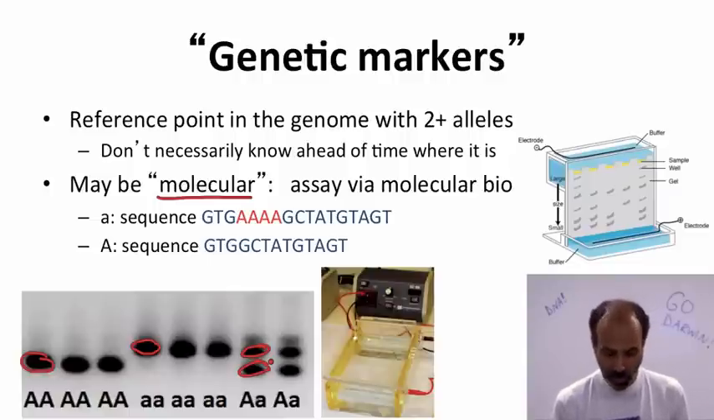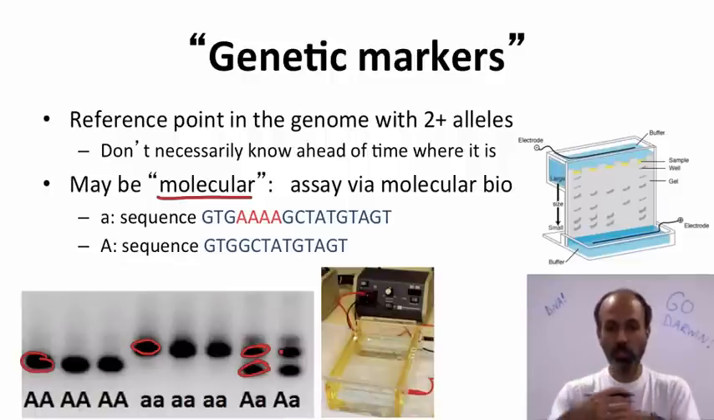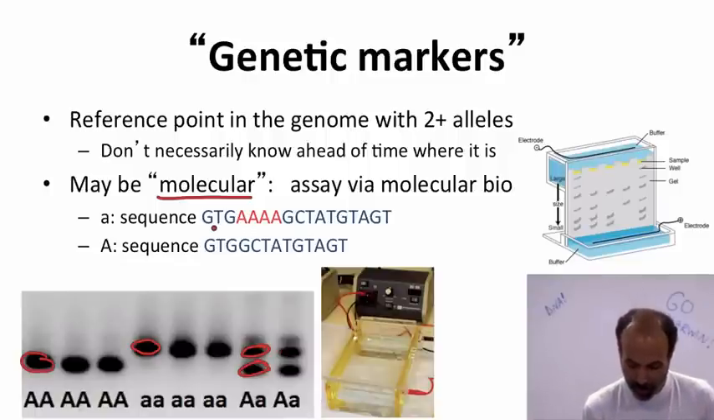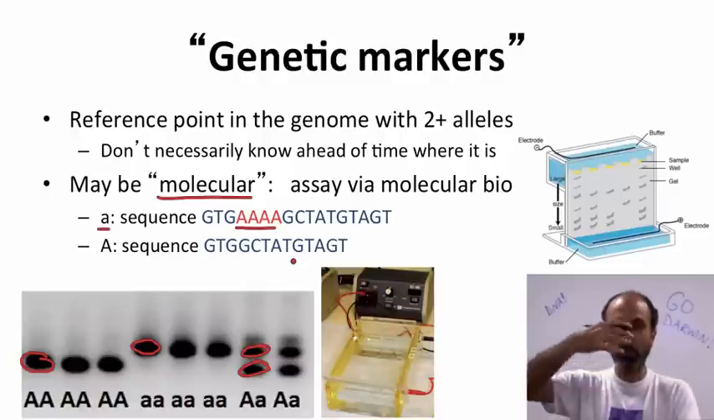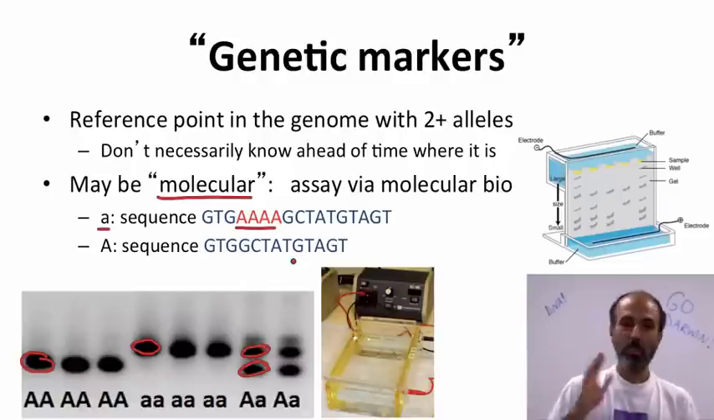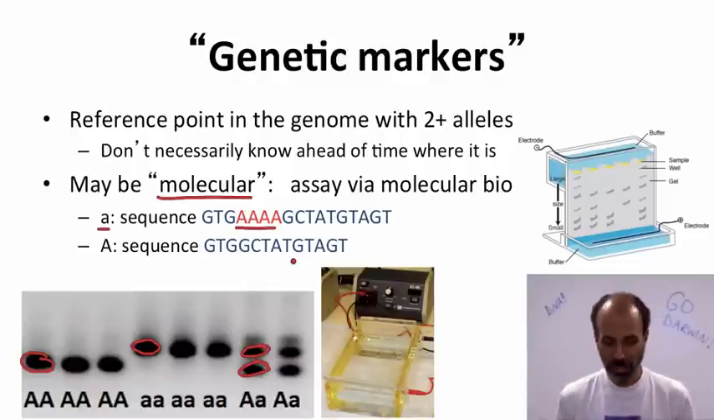In this particular case, what's happening is they run differently on the gel, in that the smaller fragments migrate faster than the larger fragments. And there's a difference in size where the little a has this extra set of bases in it that's not present in the big A. And that makes the little a run slower down the gel and tend to be higher up. That's just one example. Don't worry about the details of this, but this just shows you what we mean, or how people will assay a genetic marker.